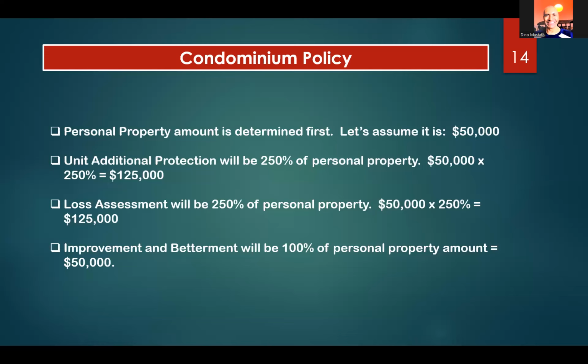And the final one we already discussed, improvement and betterment, will be equal to 100% of the personal property. So you may ask, okay, how much is the coverage I have for improvement and betterment? It's equal to your personal property amount, which is, in my example, 50,000. Okay, remember, these amounts you see here, they're examples. Now, this is how the condo coverages are calculated. To this day, this is how they do it.